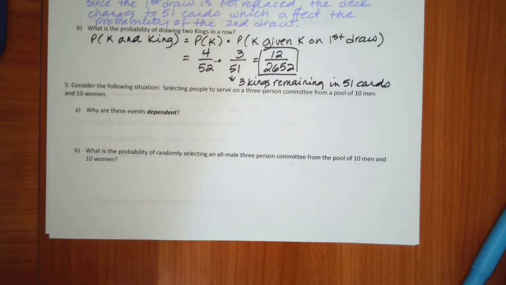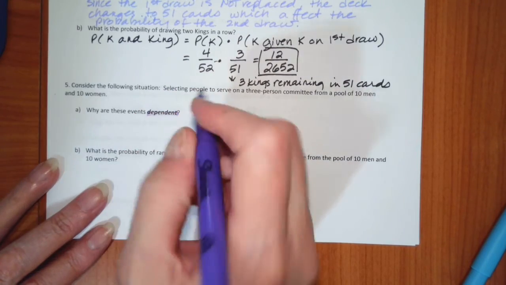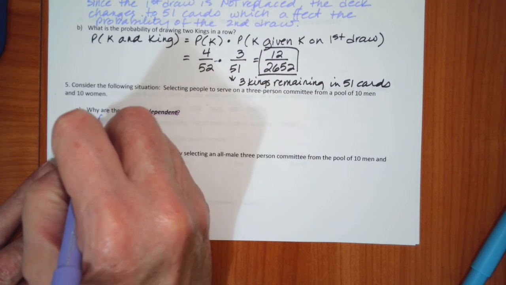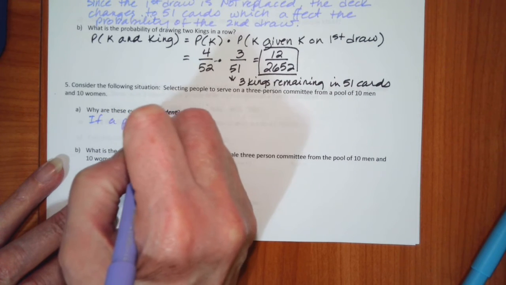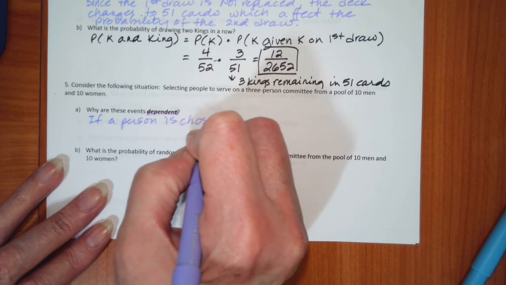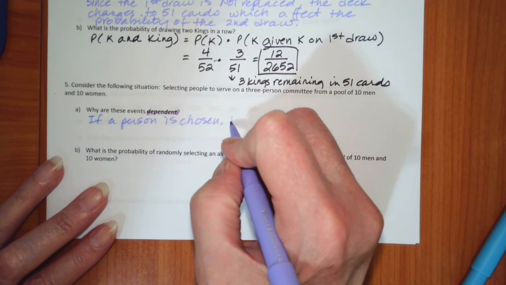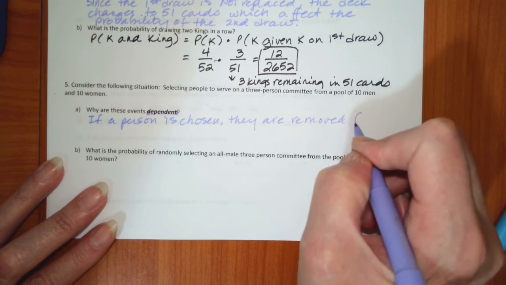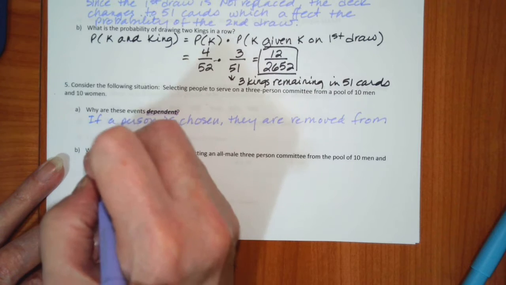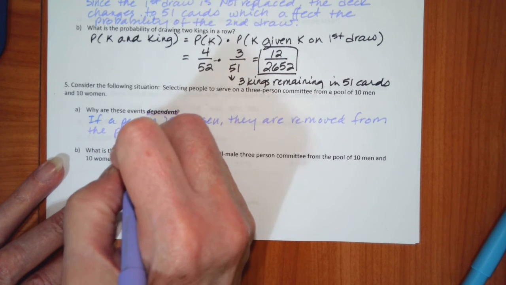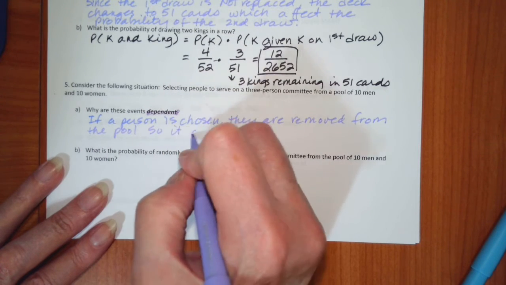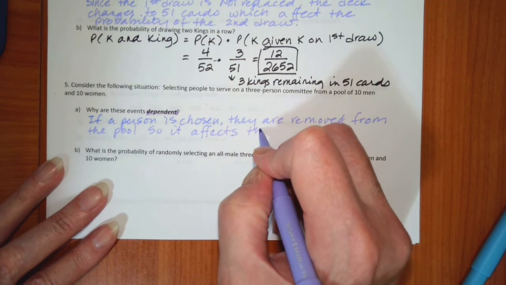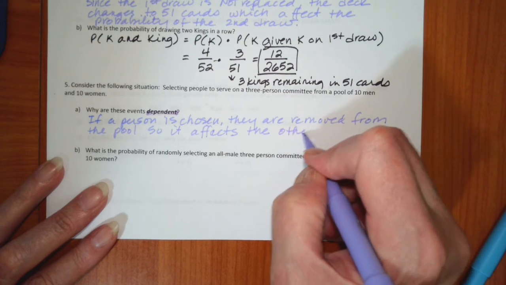Why are these dependent? If a person is chosen, they are removed from the pool. So it affects the other probabilities.